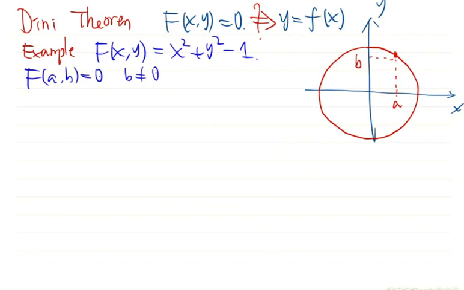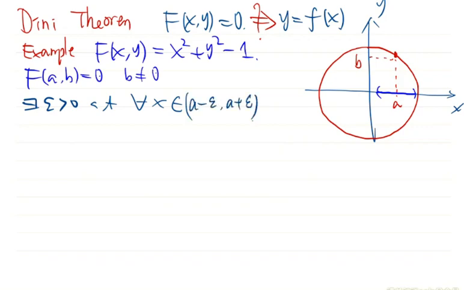Now geometrically we see that we can find a very small epsilon, so that there exists an epsilon positive small, so that for any x in (a minus epsilon, a plus epsilon), for every x near the point a, we have a unique y, so that (x,y) is on the circle. Okay.